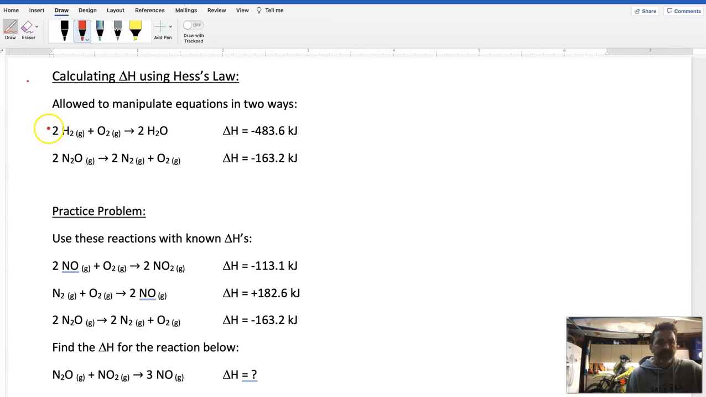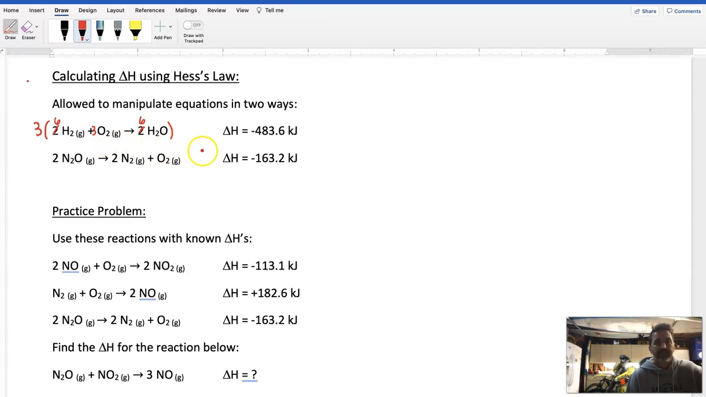The first thing you're allowed to do is multiply by some sort of number. It's almost like taking a recipe and doubling it. If I double the ingredients, I'm going to double the product. So I'm going to do the same thing, only I'm going to multiply by 3. You're allowed to multiply or divide any reaction you want by any number you want. I just arbitrarily chose 3. So that means all the coefficients, 3 times 2, turn into 6. This is going to be 3 here, and this is going to be a 6. So I'm allowed to multiply by any number I want.